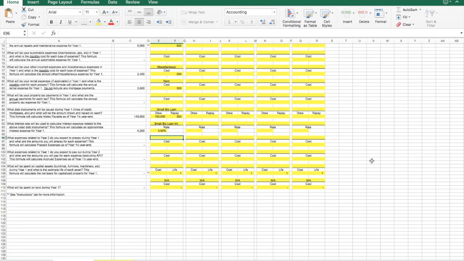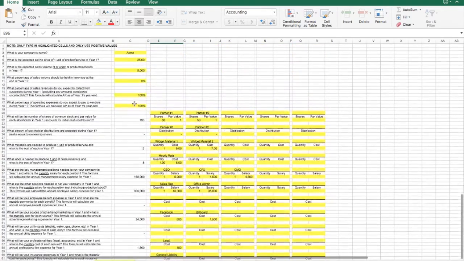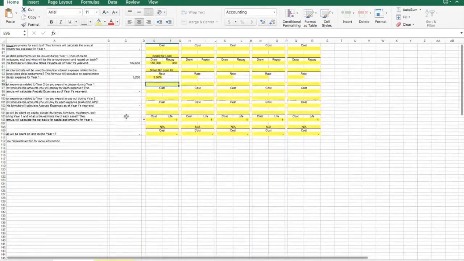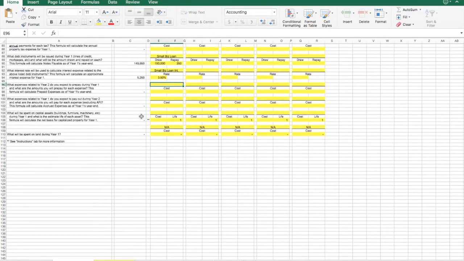What expenses related to year two do you expect to prepay? Again, this is kind of the same thing as what's going on up here with the what percentage do you expect to have paid. Just leave these blank unless you really understand what we're doing and you really want to show that you've got some prepaid expenses. Otherwise, just leave all that blank.